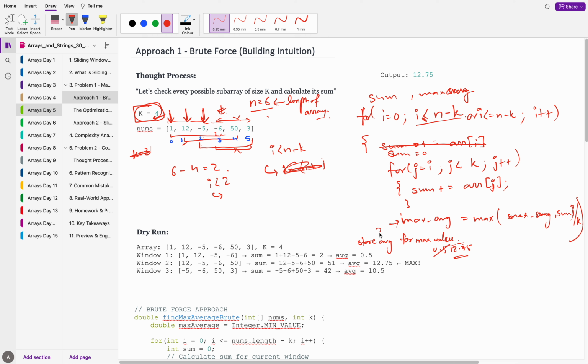That's pure mathematics. So now you can see what the iterations are. This inner for loop is running for k times, big O of k always. And the outer for loop is running n minus k times, which is similar to order of n only, because k takes a small value, while n can be very large. n can be of the order of 10 power 9 and k will be much smaller.